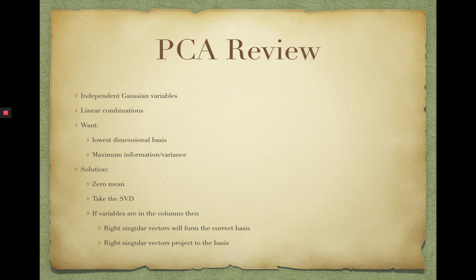All right. So here's my quick area to go through this. What I'm trying to do with PCA is I've got a bunch of independent Gaussian variables. I have linear combinations of them. I want to find the lowest dimensional basis, right? I want to find basically the smallest thing that goes in. And this is kind of what we call maximum information.